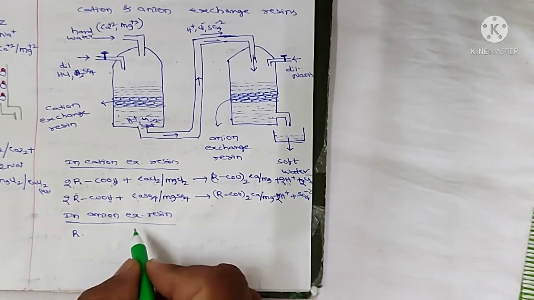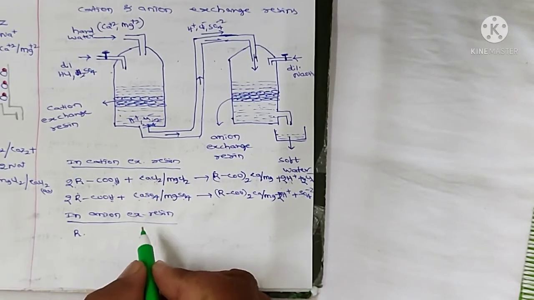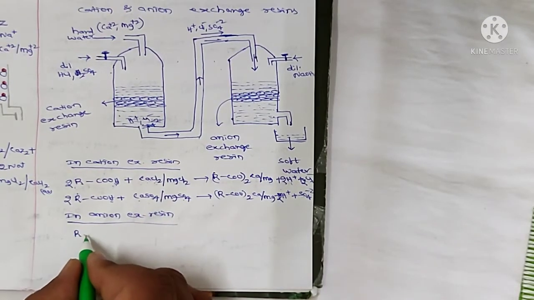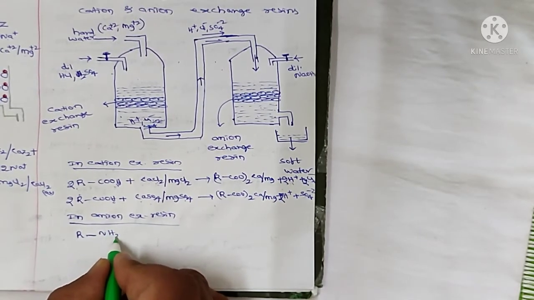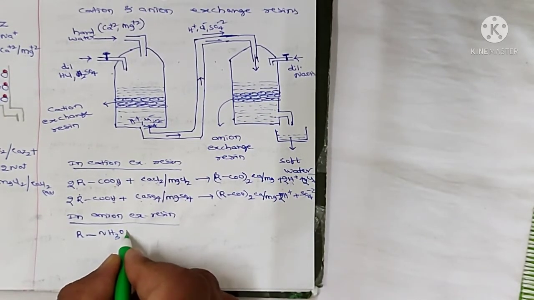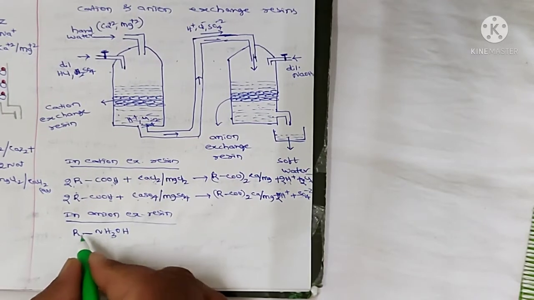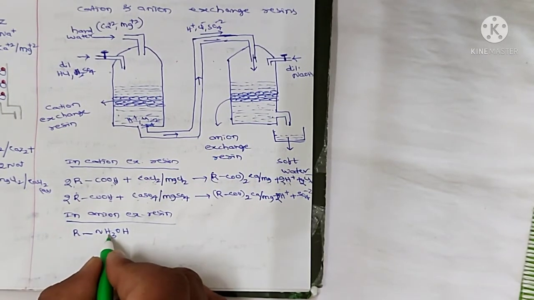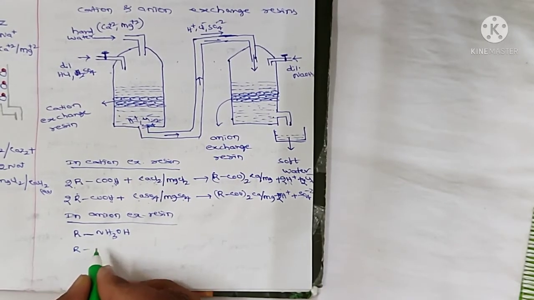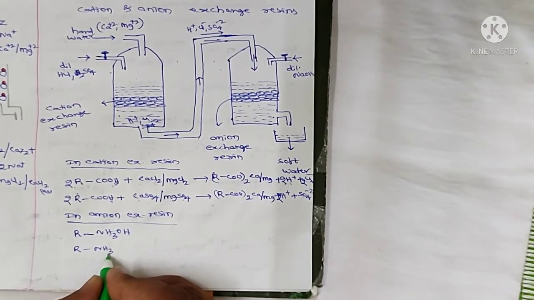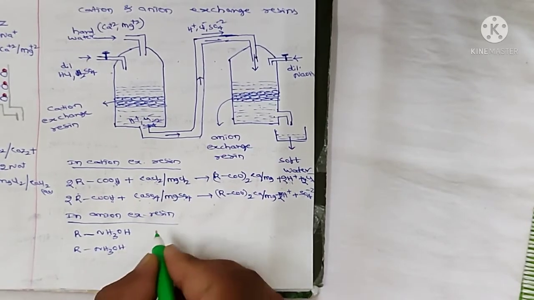So anion exchange resin consists of hydrocarbons attached to the basic group. Hydrocarbon attached to basic group NH3OH. So it is a basic group. Hydrocarbon attached to basic group. So let me take another one, R NH3OH.